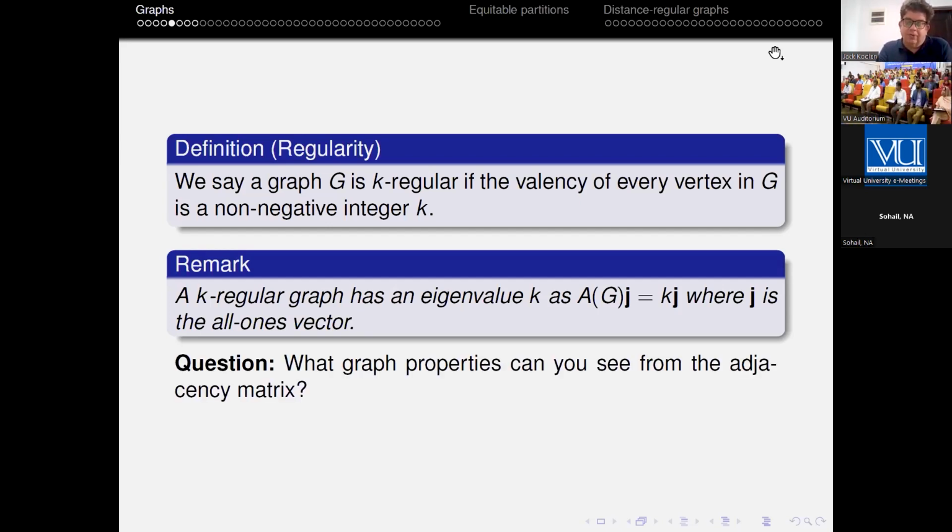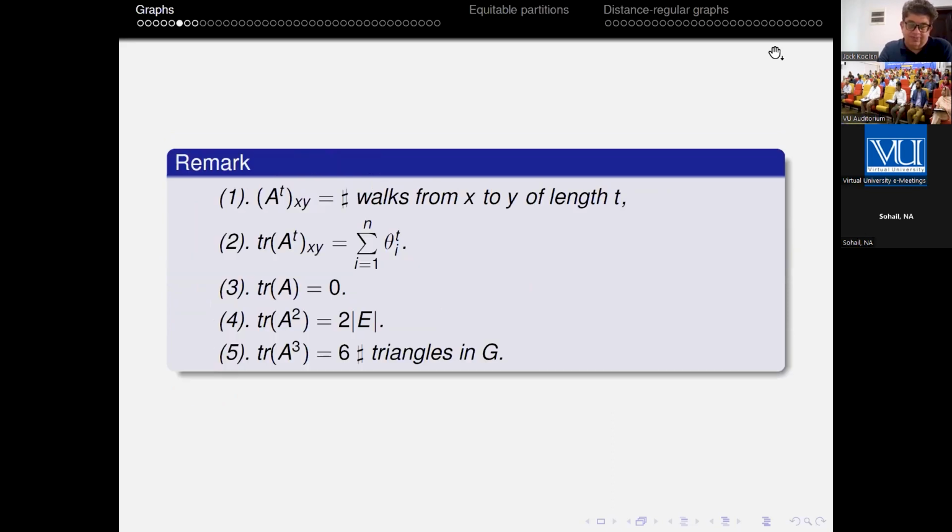So now I want to talk about what kind of graph properties you can see from the adjacency matrix. So I look at A^T, the XY entry. I take the adjacency matrix and compute A times A times A, T times, and then I take the XY entry of that matrix. That is the number of walks from X to Y of length T.